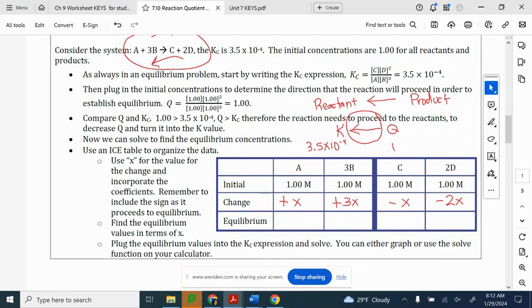I think it's easier to use the arrows and do that. Now, you can use logic. You can read through all the stuff and use logic, but my method's much faster. And what you're going for on the AP exam is speed, yes? So at equilibrium, we're going to do 1 plus X. We're going to do 1 plus 3X. We are going to do 1 minus X and 1 minus 2X.